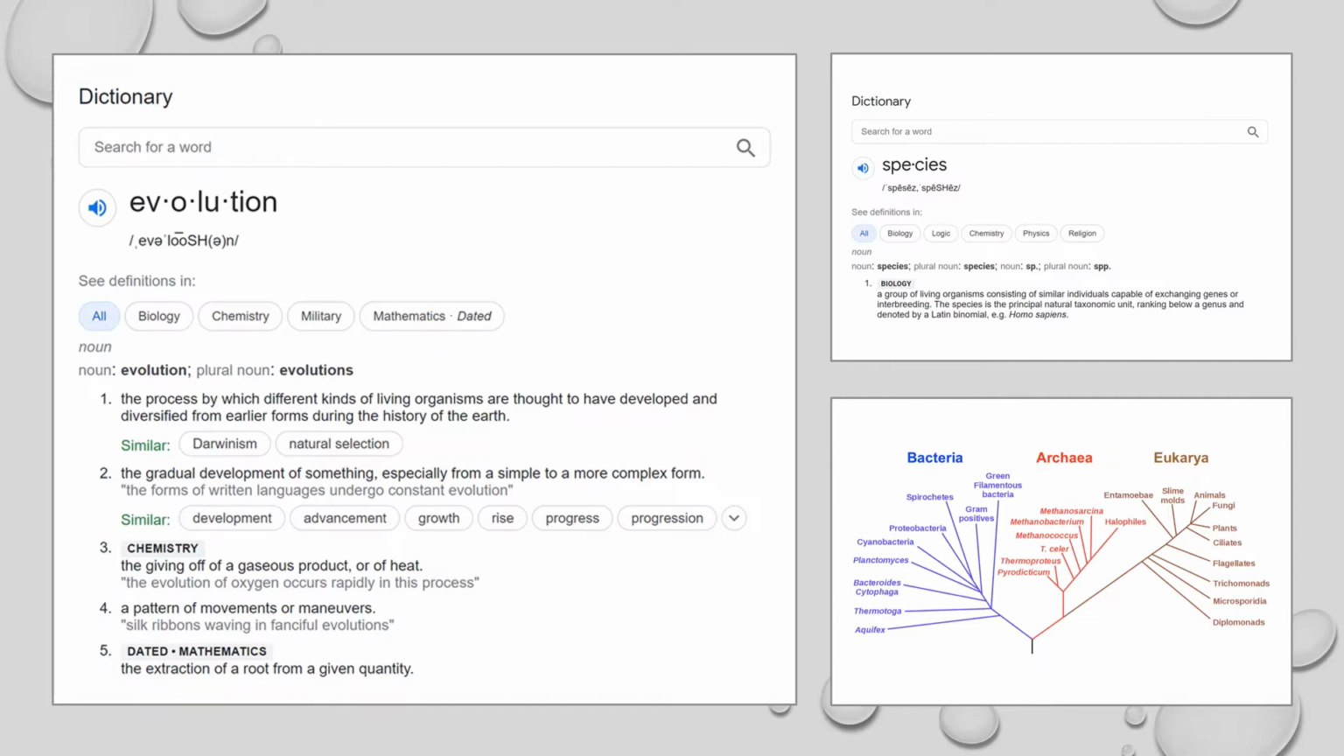What is a species specifically? It is a group of living organisms consisting of similar individuals capable of exchanging genes or interbreeding. The species is the principal natural taxonomic unit, ranking below a genus and denoted by a Latin binomial. We'll get into taxonomy in a later video, but basically a species is its own group of living organisms. They breed with one another. That's a real indicator that something is a different species.